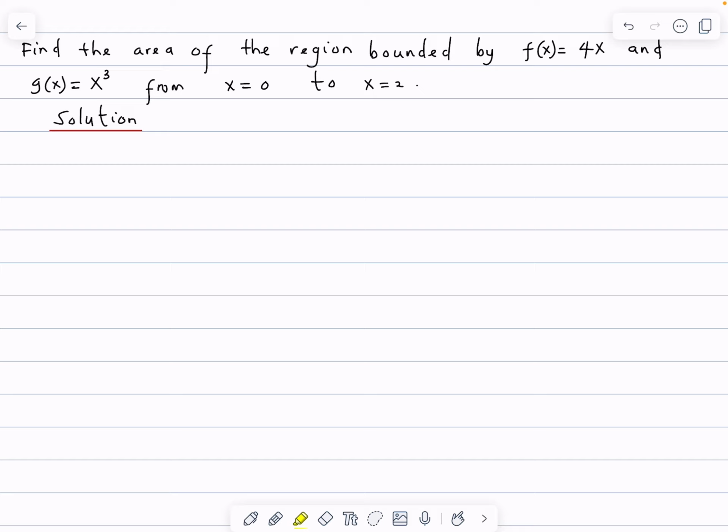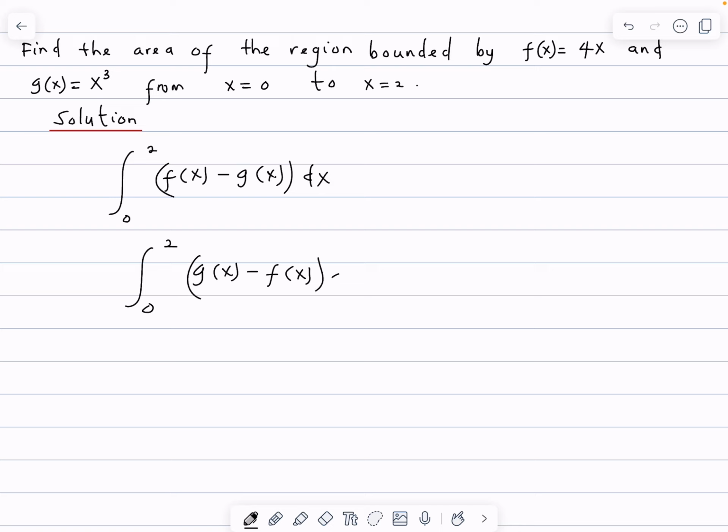One thing that should come to mind is integral. You want to find the integral of the difference of the functions. So basically, you want to find the integral from 0 to 2 of f of x minus g of x, or the integral from 0 to 2 of g of x minus f of x. These are the two possible considerations.